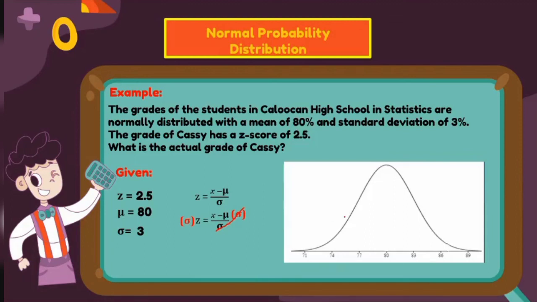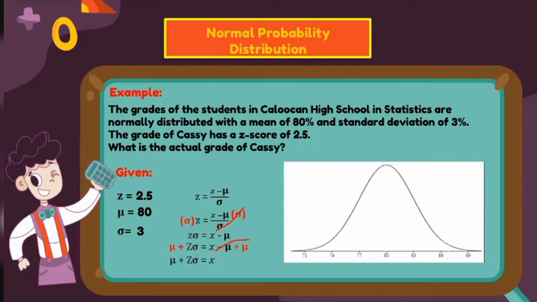So, next thing natin is we have to simplify. So, standard deviation times C is equal to C standard deviation or standard deviation C equals X minus mean. So, ito na siya. Then, next thing natin, by applying addition property of equality, so you have to add mean on this side and also on the other side para yung X na lang yung maiwan natin. So by adding, we can eliminate this section and then you will have mean plus z times the standard deviation is equal to x.